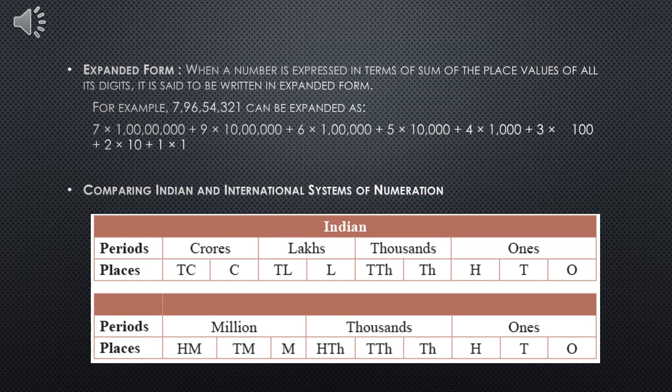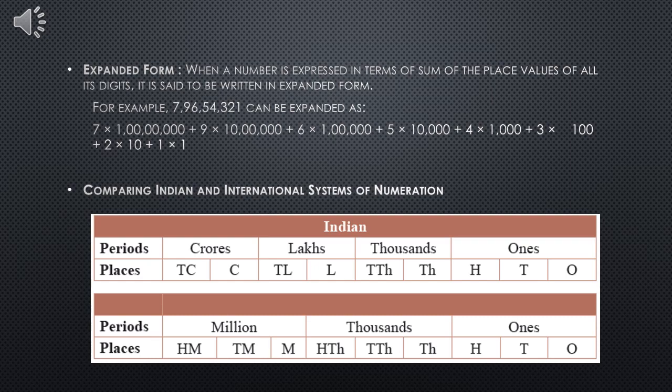Similarly, 6 is at lakh place, so we will multiply 6 with 1 lakh. And next is 9. 9 is at 10 lakh place, so we will multiply 9 with 10 lakh. And the last digit is 7, and last place is crore, so we will multiply 7 with 1 crore. Like this we can expand our number.